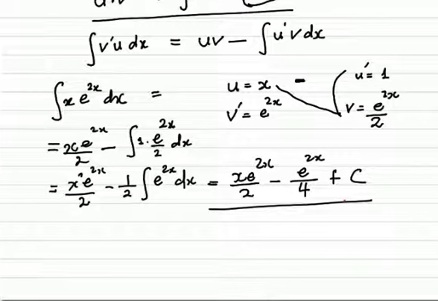I hope you follow this integration very well. I'll give you another example just to consolidate this. Now let's look at the next example on integration by parts. Let's say we've got the integral of x squared cosine nx dx. Notice that n is a constant.